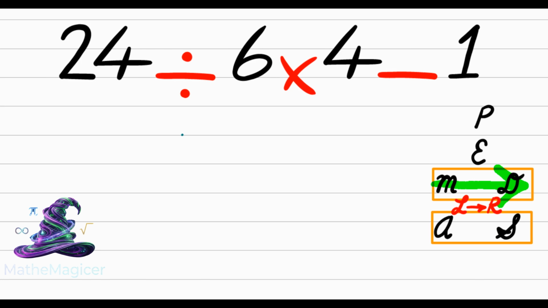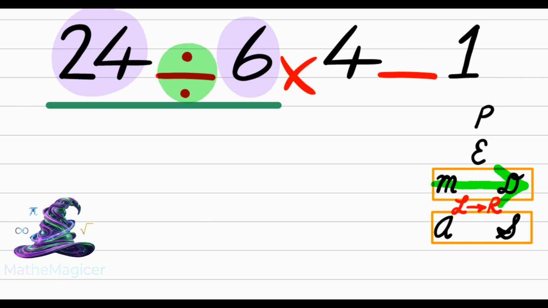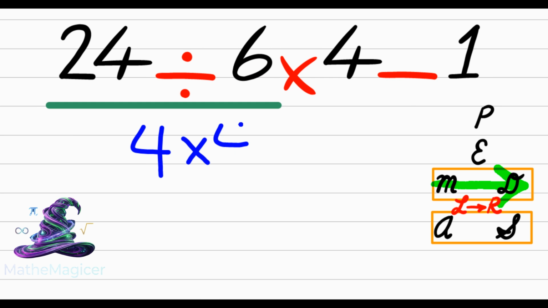Therefore, first we have to do this division, then this multiplication, and finally this subtraction. If we do this multiplication before this division, it is wrong. So first we have to do this division. 24 divided by 6 equals 4. So we have 4 times 4 minus 1.